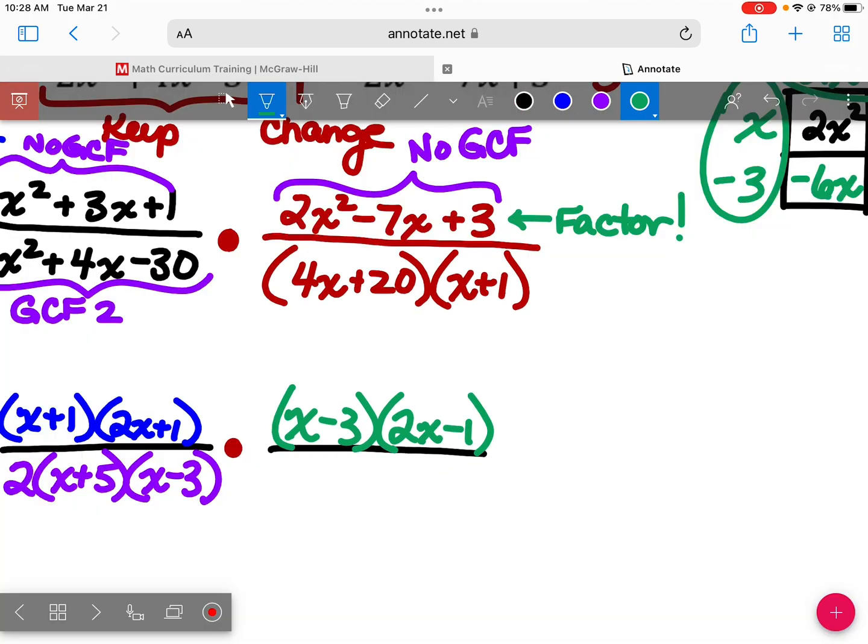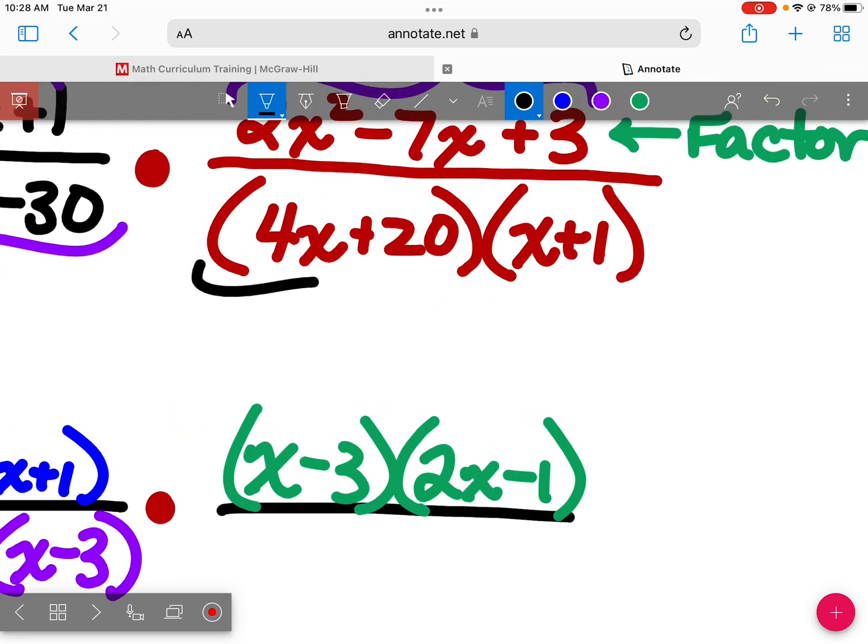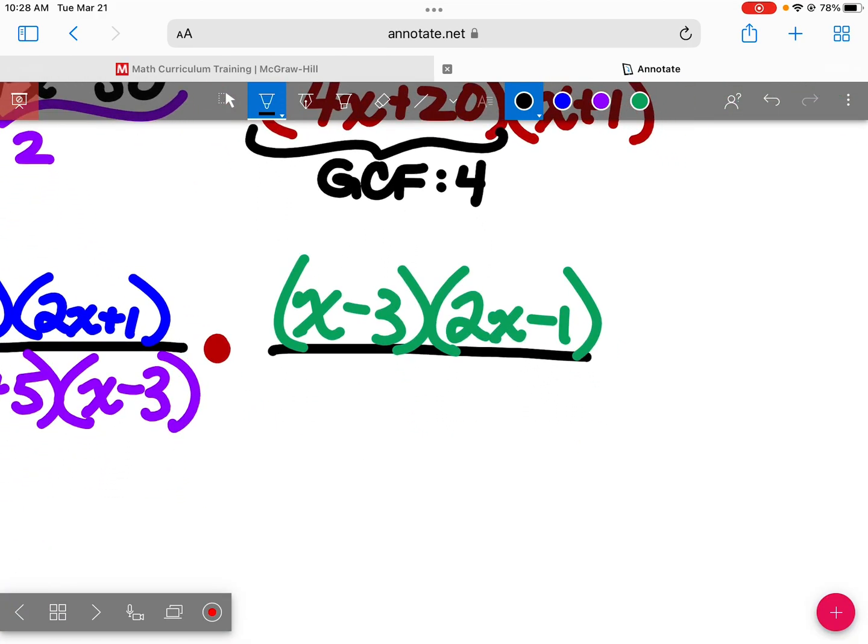The denominator looks factored already, right? What do I always have to check for to see if something is factored? GCF. Do either one of these have a GCF? This has a GCF of what? 4. So I've got a 4 out at the front. What would I have left over if I take a 4 out of each of these, if I divide them both by 4? X plus 5. Is there a GCF over here with this x plus 1? Nope.